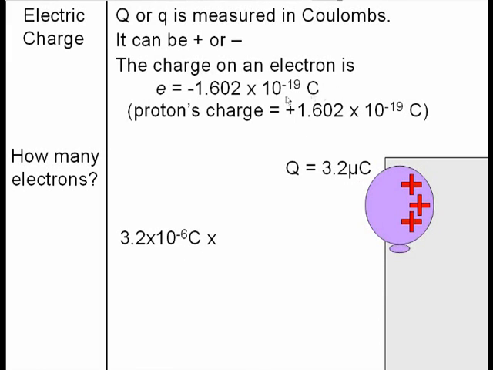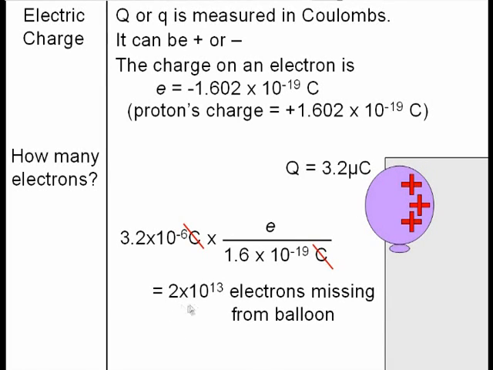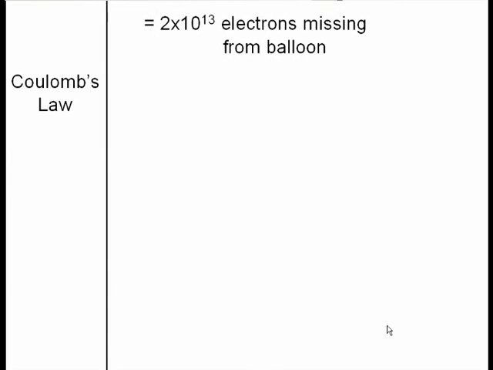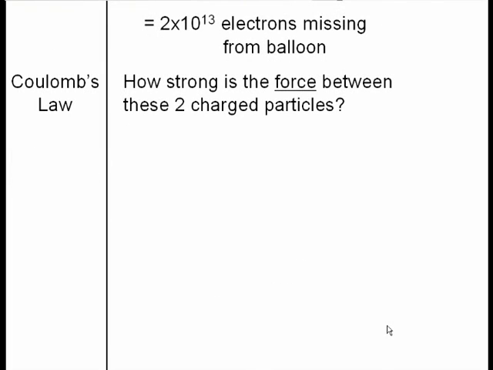Then I'm going to use a unit conversion with the number up here. We're canceling the coulombs, so it goes in the bottom, and then electrons goes in the top. Dividing, we get 2 times 10 to the 13 power electrons, and because the balloon is positively charged, that means it's missing those electrons. It also means that the fur gained this many electrons. It has a negative charge. Coulomb's law tells how strong that force is between the balloon and the wall, or between two charged particles.